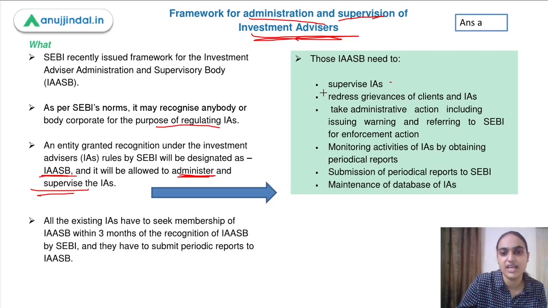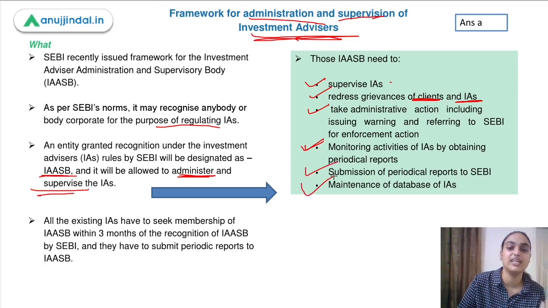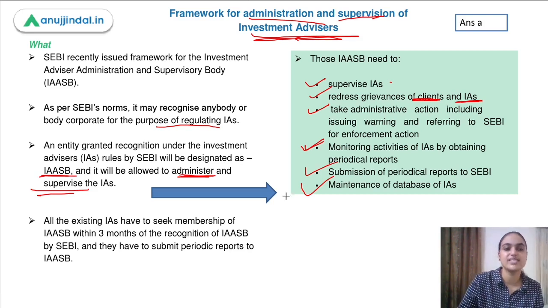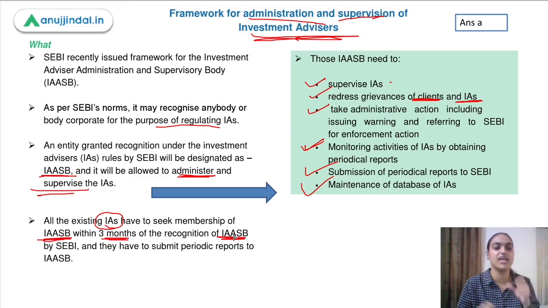So it will be supervising the IAs, it will redress the complaints and grievances of the clients as well as those of investment advisors. It will also take administrative action, issuing warnings and referring to SEBI for any enforcement action. It will be monitoring your investment advisors, getting the periodical reports, submitting the reports to SEBI, and maintaining the database of IAs. So jitna bhi unka appointment, supervision wagera concerned hai investment advisors ka, wo sab ye body handle karegi. So all existing IAs have to seek membership of the IAASB within 3 months of its recognition. Jaise hi SEBI recognize karegi ki ye body itne time ke liye as an IAASB function karegi, uske 3 mahine ke andar andar sare jo existing investment advisors hain unhe membership leni padegi us body ki.